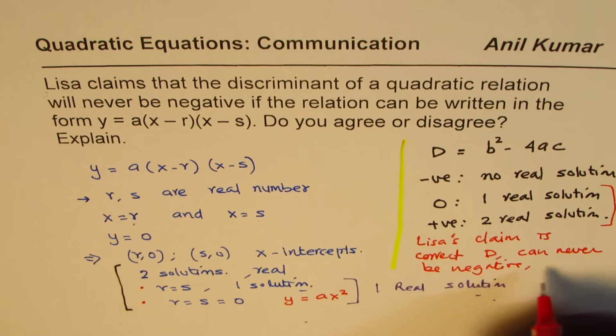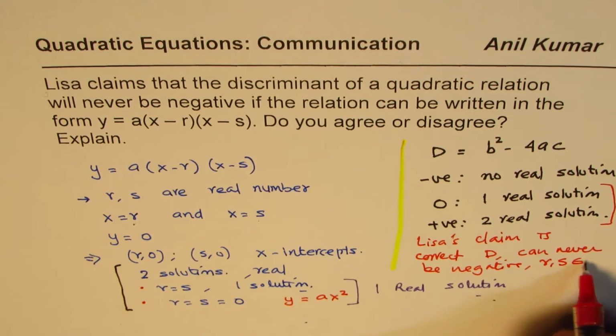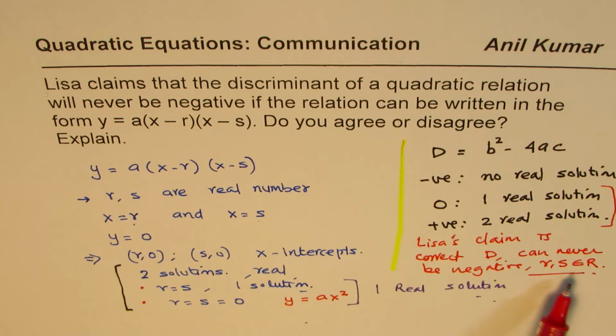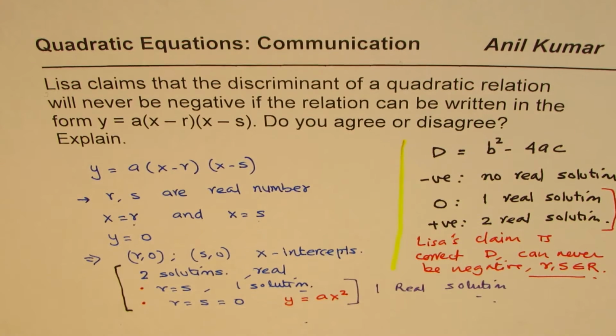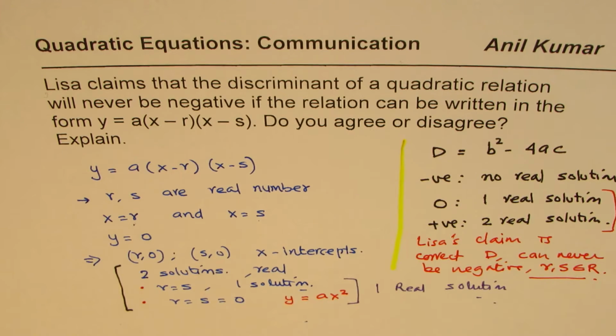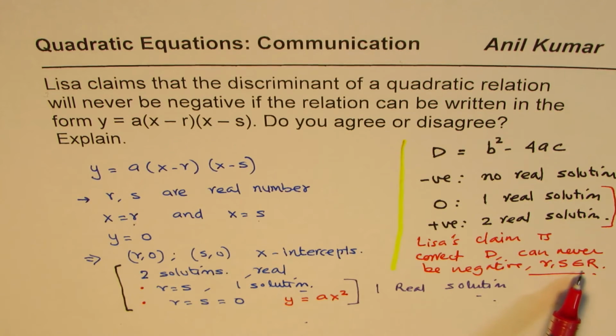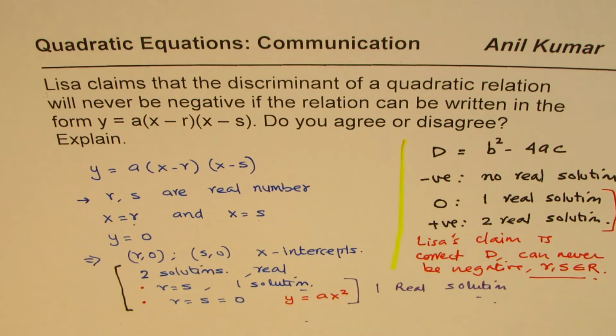I'm again putting this condition: r and s belong to real numbers. At this stage, let us be very clear: r and s are real numbers. If they are complex, then it's a different scenario altogether. In that case, Lisa could be incorrect. But generally, when we write this equation, we mean r and s are real, and therefore I've made it very clear. I hope that helps.